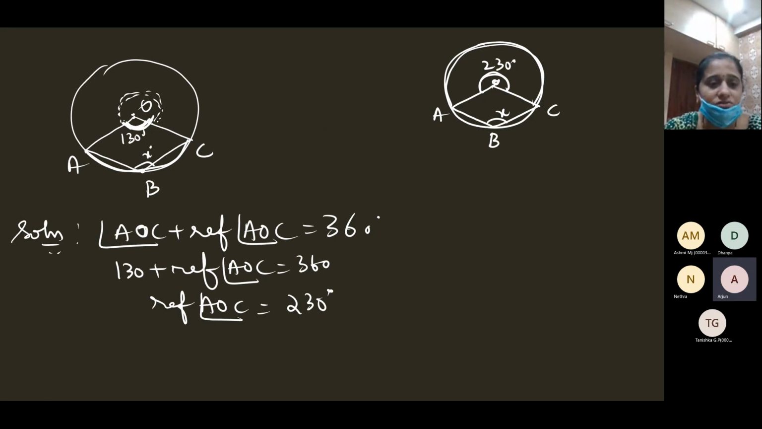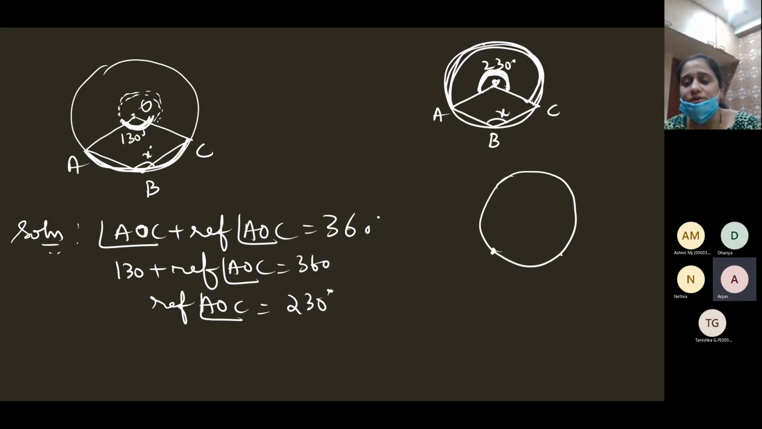How do you mark 130? This is 130, this one. Which arc subtends 130? See this arc below that. This arc AC makes AOC at the center. This is 230 degrees here. This angle is subtended by this arc at the point O. It's the same arc AC, but it's a major arc AC.